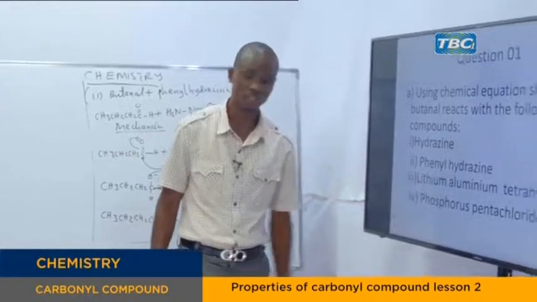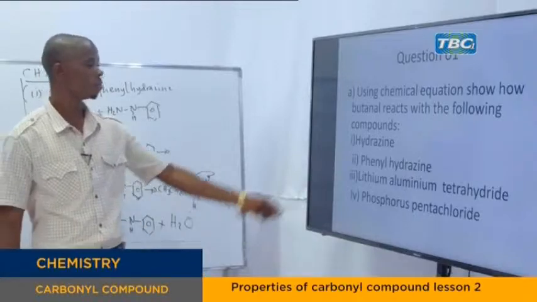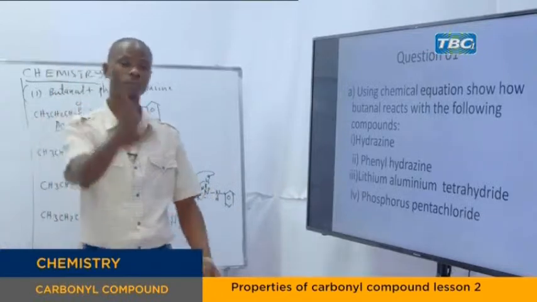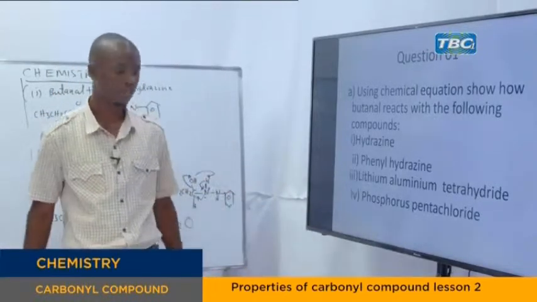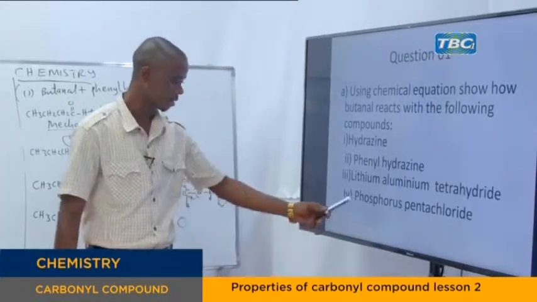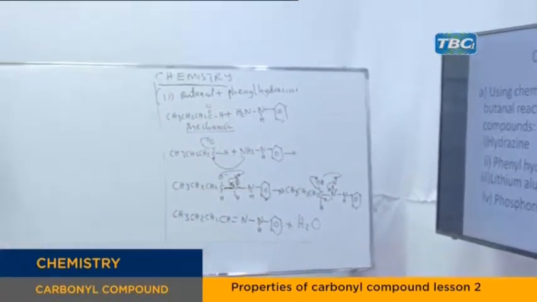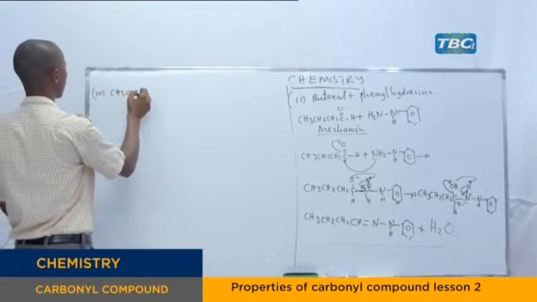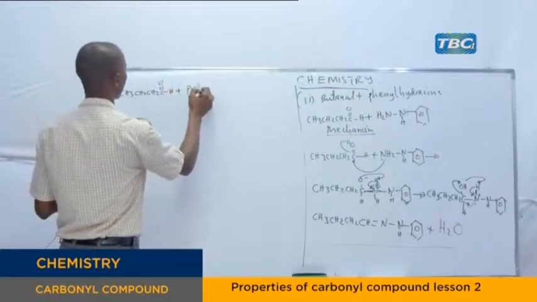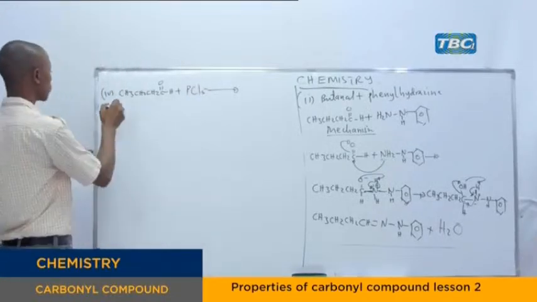Lithium aluminium tetrahydride reacting with butanal. This is a strong reducing agent. So butanal is an aldehyde. It can be reduced by this compound into alcohol. You can take a piece of paper and try to do this one by yourself. But maybe you can give some mechanism on the fourth part. Phosphorus pentachloride with that one. What will be the product? Let's see a little mechanism.